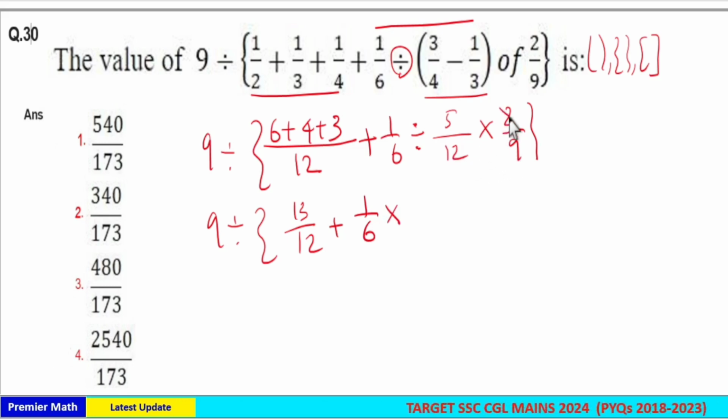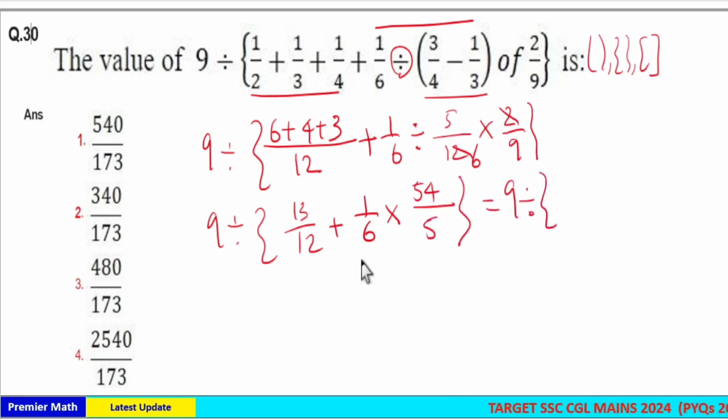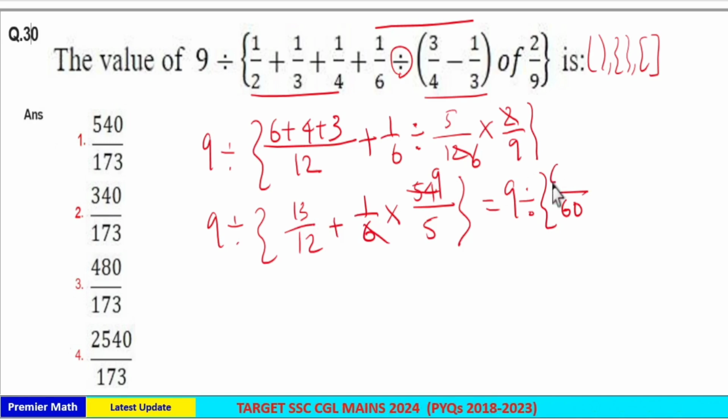Then here 2 goes 6 times in 12. So 6 into 9 is 54 will be in the numerator and here 5 in the denominator. So 9 divided by, here 6 goes 9 times in 54. 13 by 12 plus 9 by 5. Here 12 and 5 LCM is 60 and 12 goes 5 times in 60. 5 into 13 is 65 and 5 goes 12 times in 60. 12 into 9 is 108.